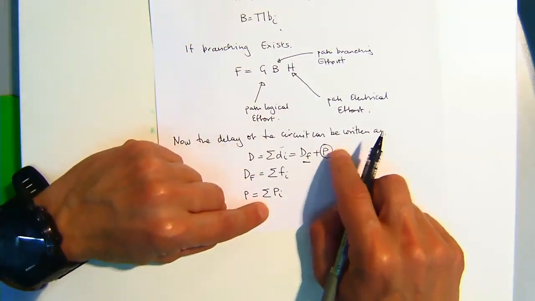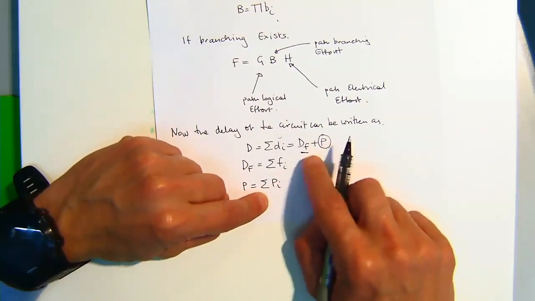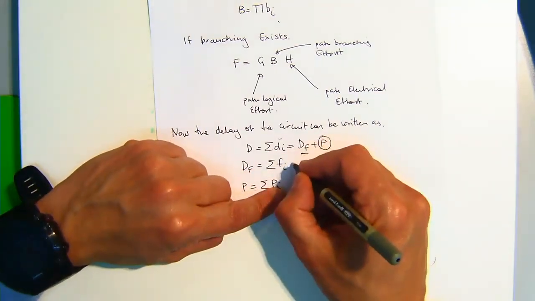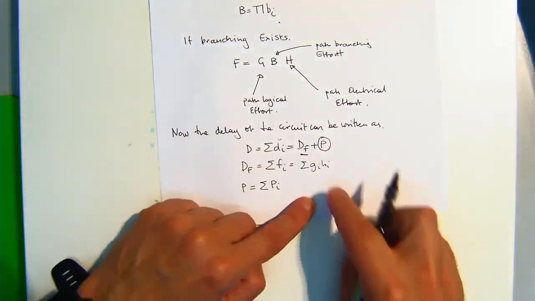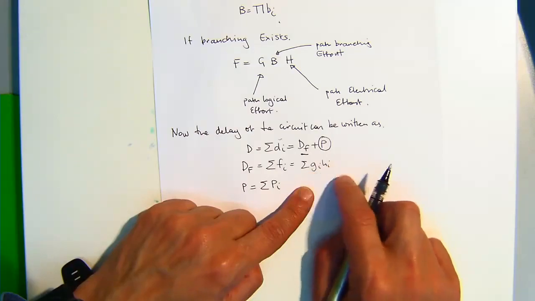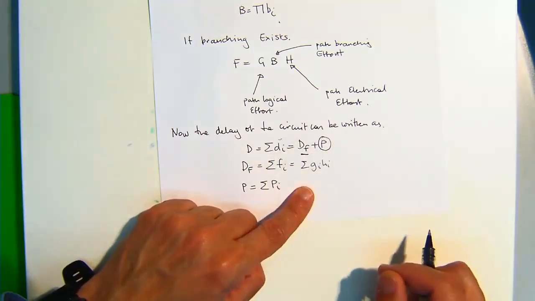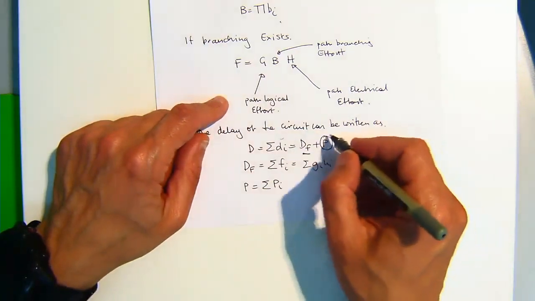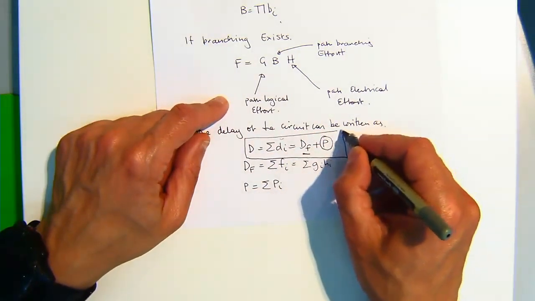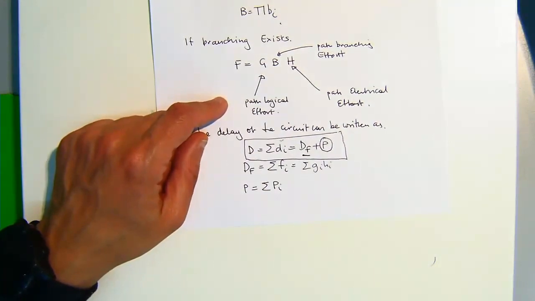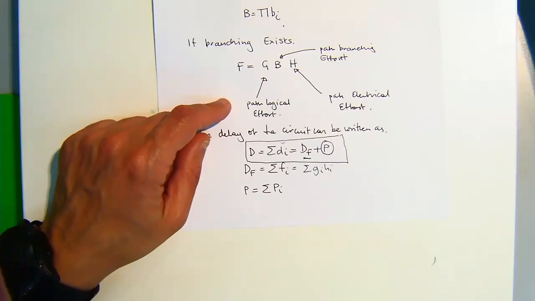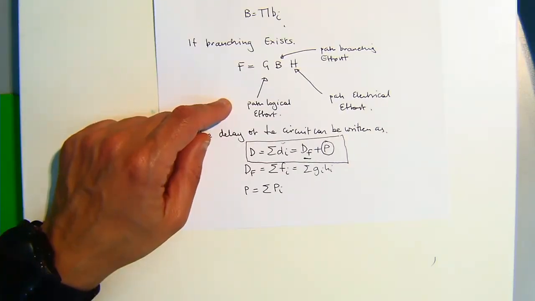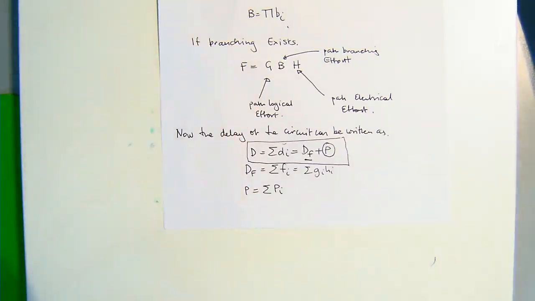Now the parasitic delay is just the sum of all the parasitic elements. Here you work out the product of the GIs, BIs, and HIs in order to get the F. So this is the total delay in terms of one inverter delay. Okay? All right, so let's have a bit of fun.